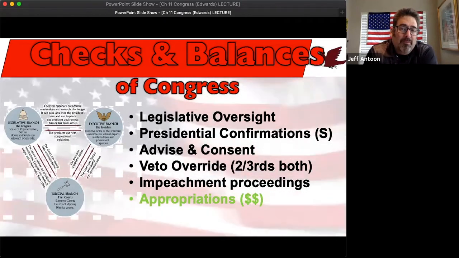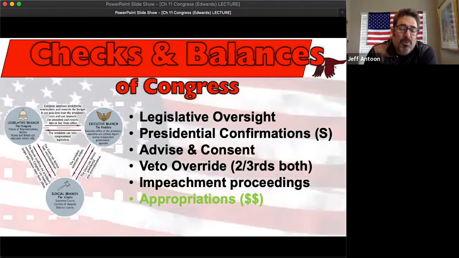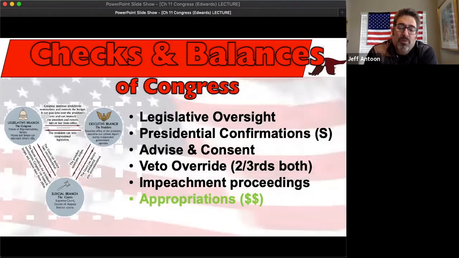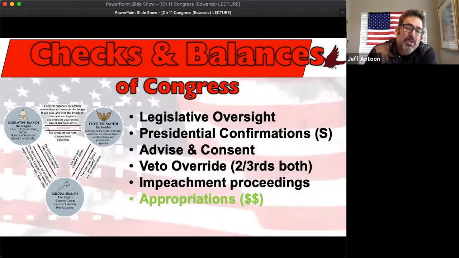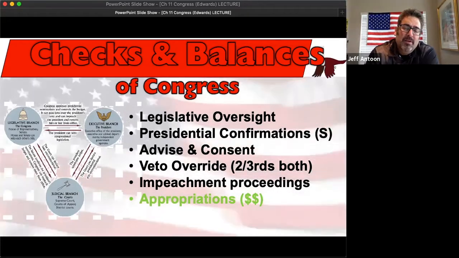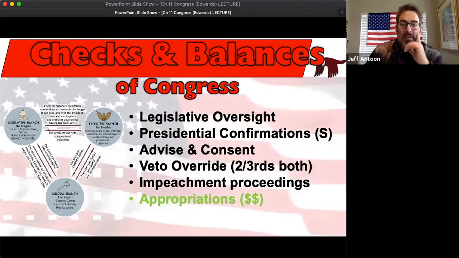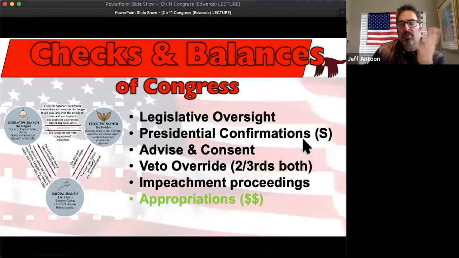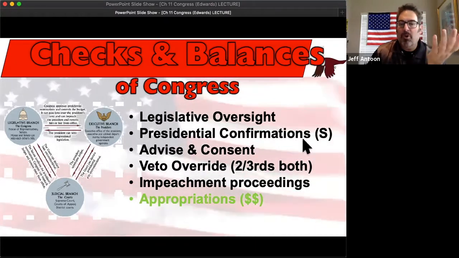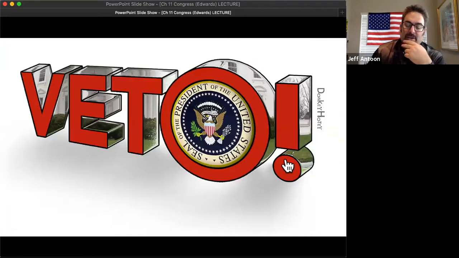They can override the veto. Both houses have to have a two-thirds vote to override, and they're the ones who deal with impeachment. The House deals with bringing charges, and the Senate deals with removing them from office, or at least the trial. And then appropriations, they always deal with the money side of it. So we talked about veto.